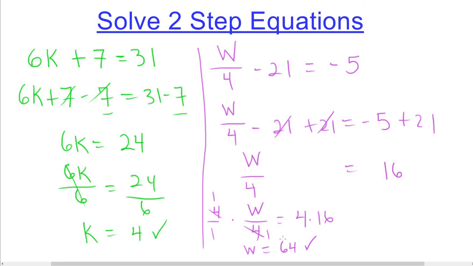We substitute 64 for w, so 64 divided by 4 is 16. Minus 21 is negative 5. So yes, that does check out. And so that's how you check those. Basically, you're checking it from the beginning, and you're checking it at the end.